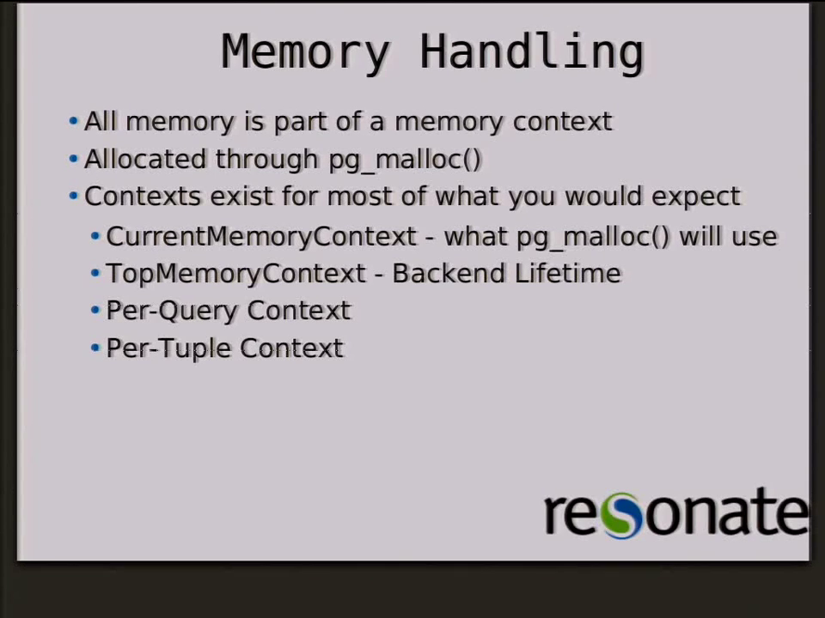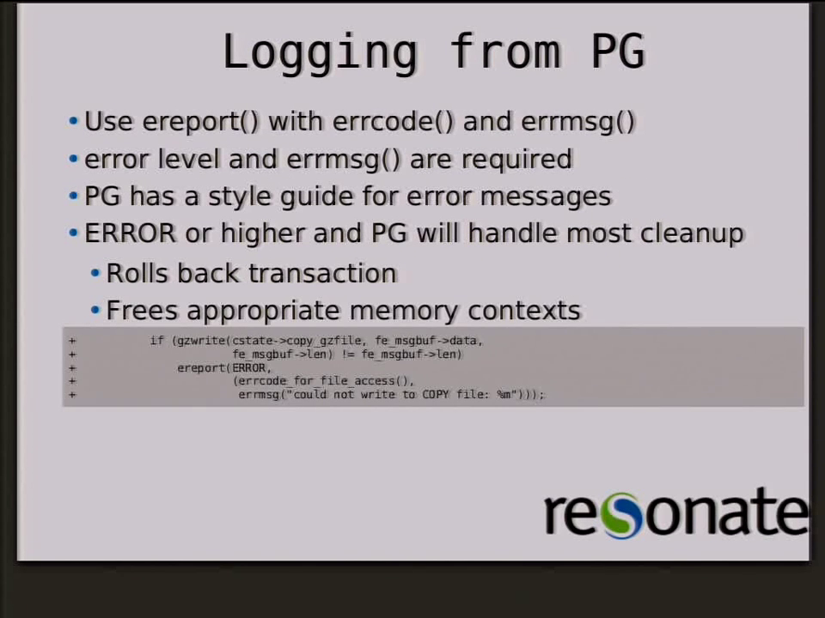Right. So that's just kind of an interesting point. In general, it's good to understand the overall code that you're monkeying with, because in some cases we'll have different strategies for how things are handled, such as memory. Like Tom just pointed out, gin and gist operate differently from how B-tree handles memory. All right, logging from within the Postgres backend.